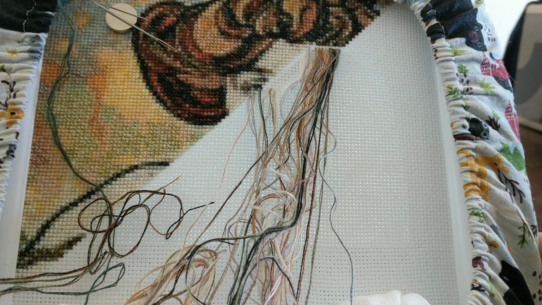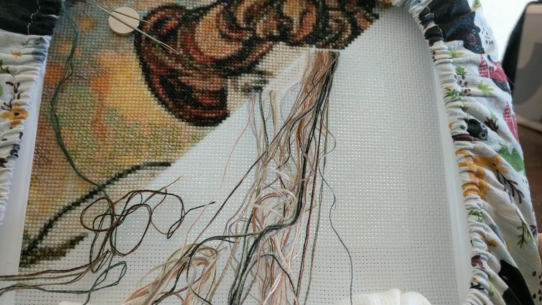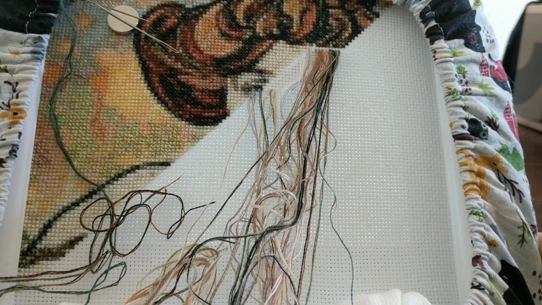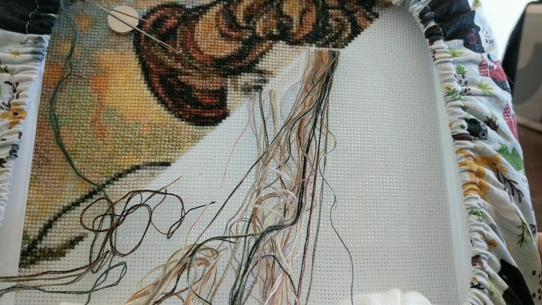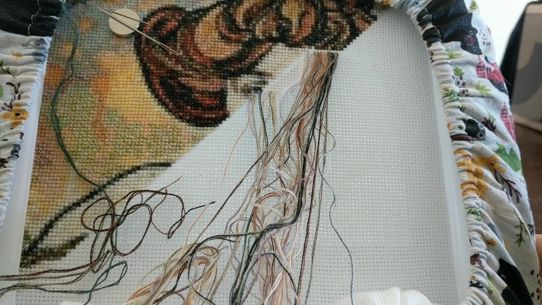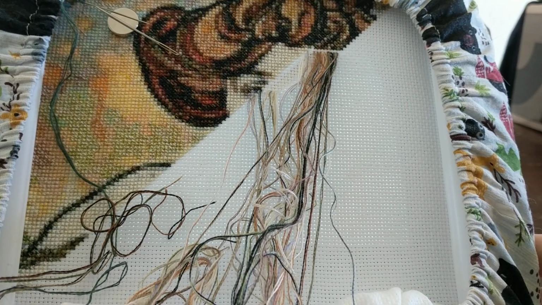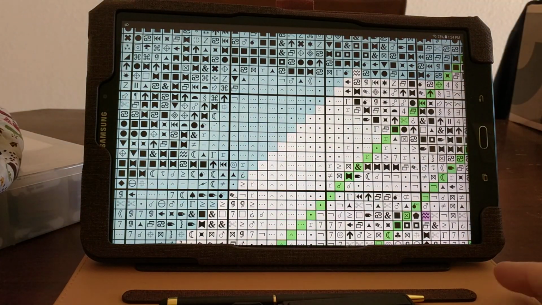So the diagonal part is just a way to work so that you avoid grid lines, and it's also fun because you get to the middle faster and you get to see more of your pattern as opposed to working in columns or rows. So I'll show you how you start. I would start with your chart.